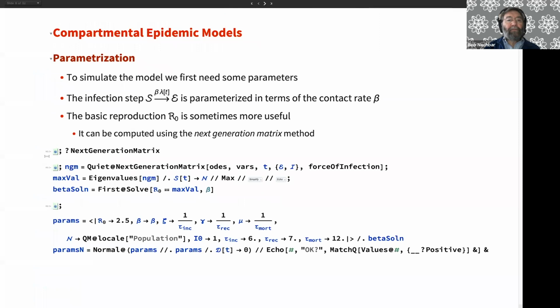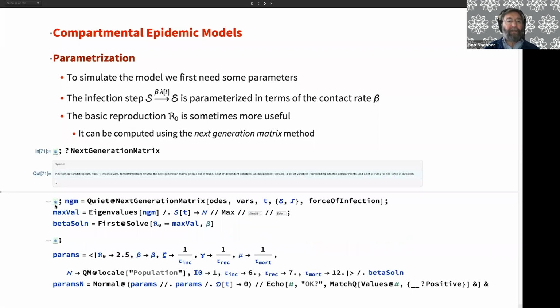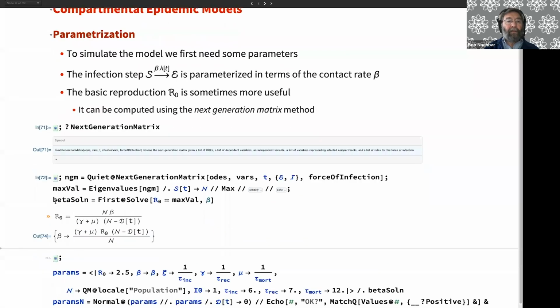Okay, we need to parameterize the model, and what we want to do is do that in terms of R naught instead of the contact rate. What's nice about using R naught is that we have a threshold for it, where we know if it's above 1, the epidemic's going to persist, and if it's less than 1, it will die out. We use the next generation matrix method to compute R naught, and for this model here, it has this expression.